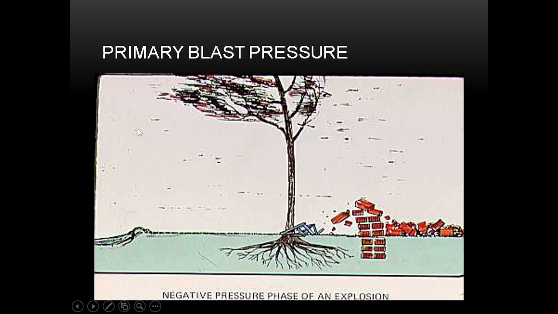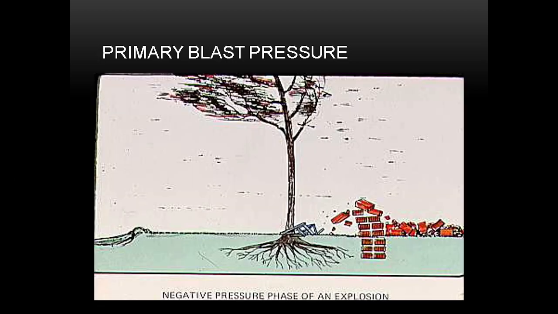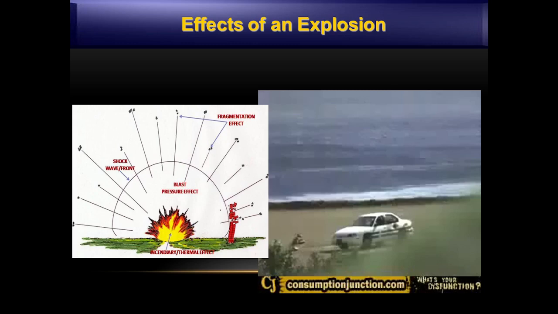Now, still under primary blast pressure, we have the negative pressure phase. By the way, I forgot to mention, this is the positive pressure phase. So positive, it throws things away, right? Now, the negative pressure phase under primary blast pressure is when it sucks things back. So it pulls them back. We call it the negative pressure phase of an explosion. So this is how it looks from another angle.